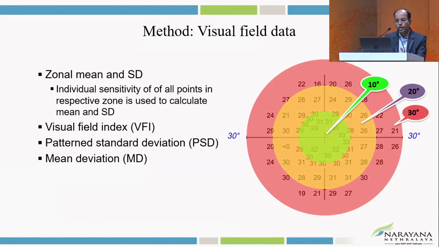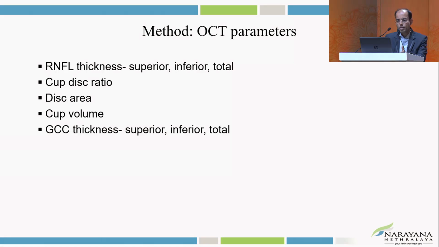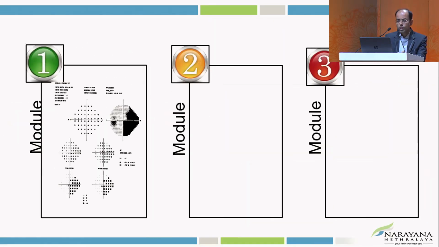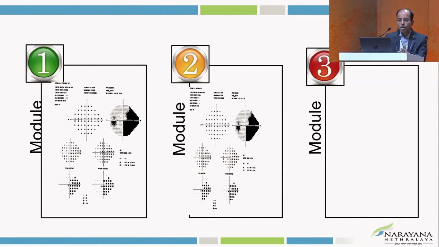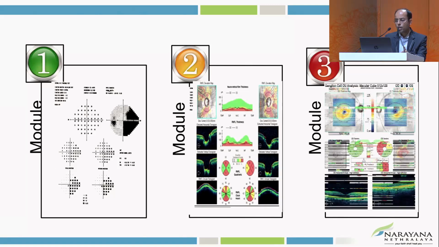The visual field data like zonal mean and standard deviation from the 10 degree, 20 degree and 30 degree zones were calculated, and the other machine-derived parameters like VFI, pattern standard deviation and mean deviation were included. The OCT parameters like RNFL thickness, cup disc ratio, disc area, cup volume and GCC thickness were included. All these parameters were put in a leave-one-out validated random forest AI classifier, and each parameter was considered as a feature and the outcome as a response. We designed three modules: visual field only, visual field with OCT RNFL, and visual field with OCT RNFL and GCC.